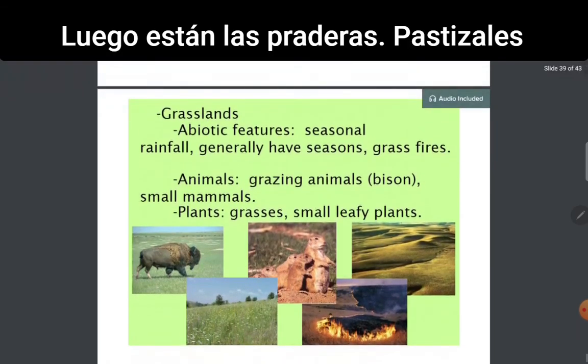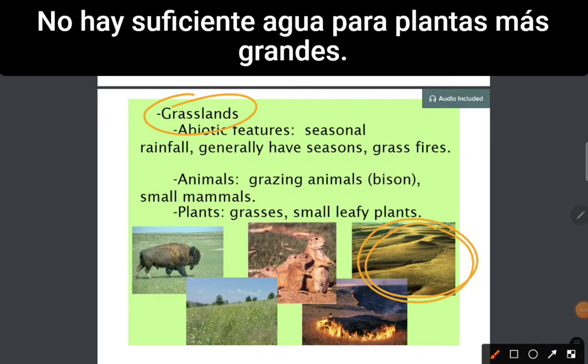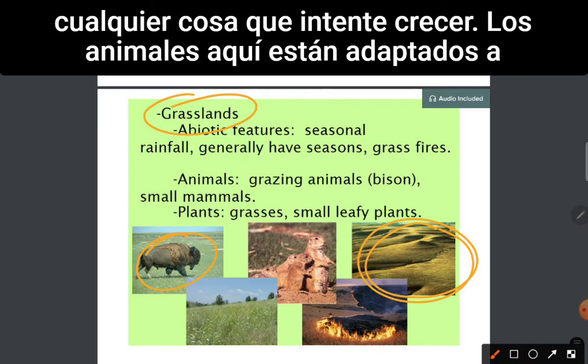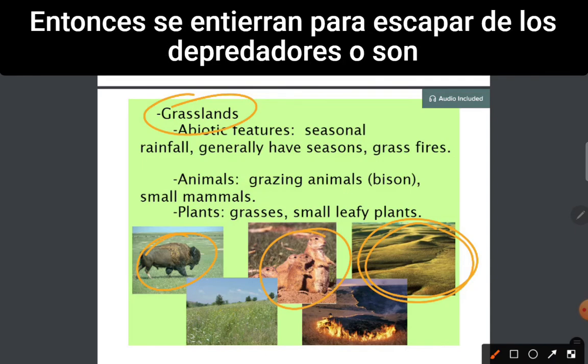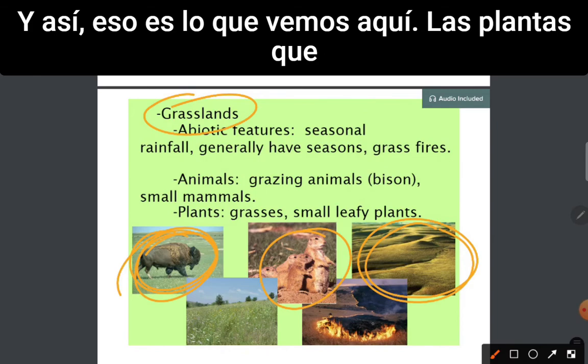Okay, so then there's the grasslands. Grasslands, they can only grow grass. There's not enough water for larger plants. And then you also have big herbivores that typically eat anything that does try to grow. Animals here are adapted to open ground, so they bury themselves to get away from predators, or they're just really, really big, or they can run for a very long time. And so that's sort of what we see here.